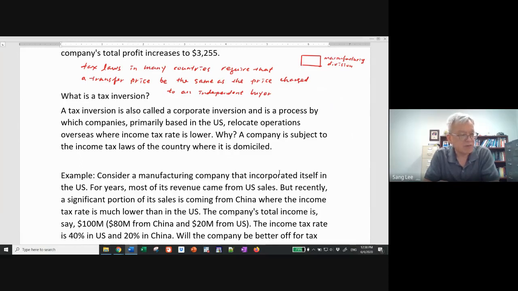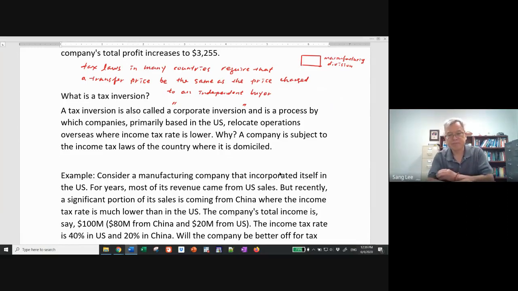So what is a tax inversion? Tax inversion is also called corporate inversion. You may not find this in the textbook, but it is a relevant topic. A tax inversion is a process by which companies primarily based in the US, so originally US companies, relocate their operations overseas where the income tax rate is lower. And that is called a tax inversion or corporate inversion.